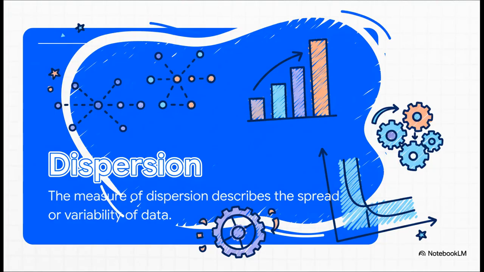It's all about consistency. Imagine two basketball players who both average 20 points a game. One of them scores exactly 20 points every single night. The other scores 40 one night and 0 the next. See? Same average, but totally different dispersion. One is reliable, the other is unpredictable.